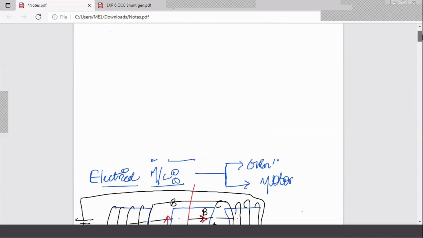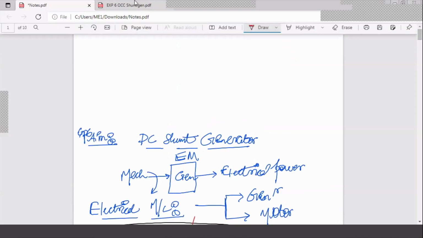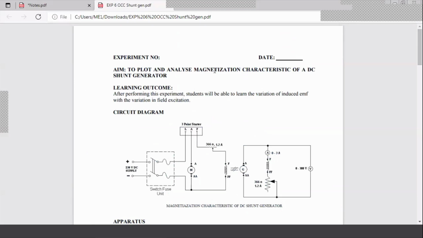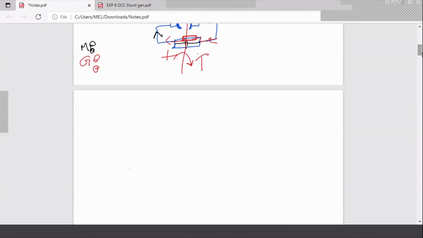Now let us quickly come back to our experiment. Our experiment here is to plot and analyze the magnetization characteristics of a DC shunt generator. So we have just now seen what is a generator. Now, what is a DC shunt generator?